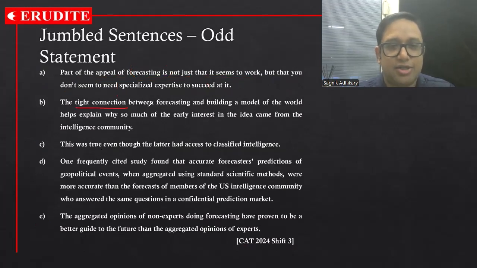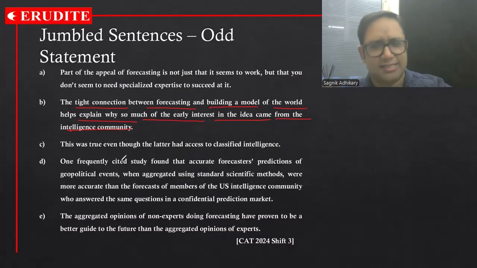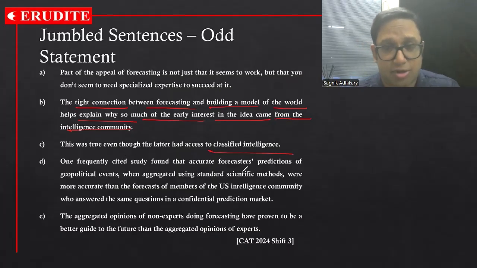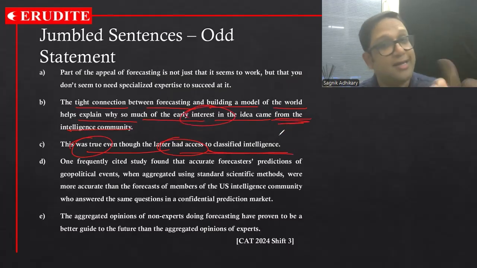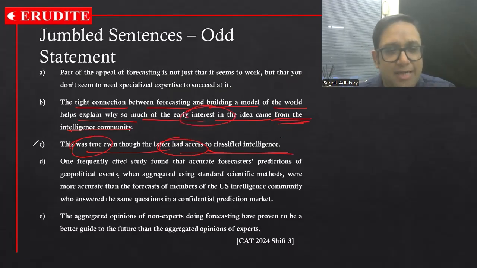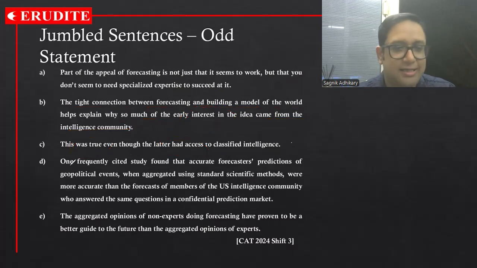B says, "The tight connection between forecasting and building a model of the world helps explain why so much of the early interest in the idea came from the intelligence community." At first, this doesn't seem connected, but the very next statement talks about intelligence. "This was true even though the latter had access to classified intelligence." This was true, had access, is in the past tense, and early interest in the idea came from is also in the past tense. So B and C might be connected. Let's look at D and E as well.